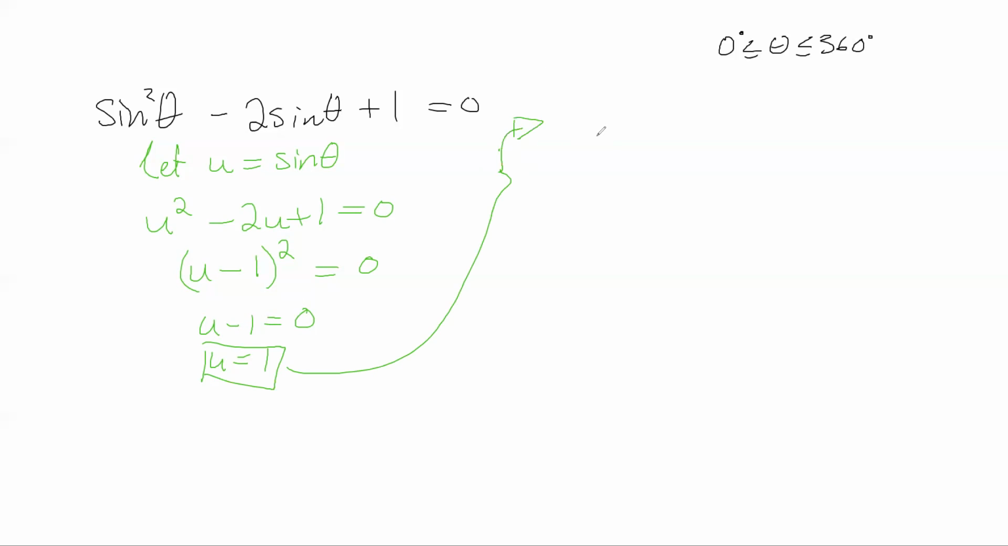So we need to sub back in what we let u equal. And we let u equal sine theta. So really sine theta equals 1. And we want to then solve for theta. So we get sine inverse of 1, which is 90 degrees.